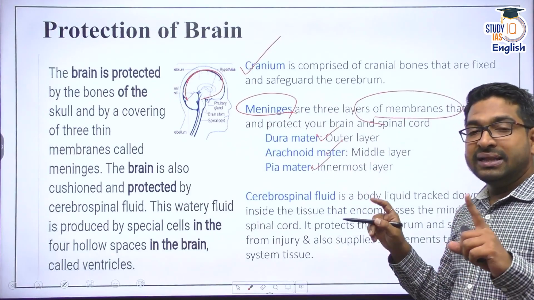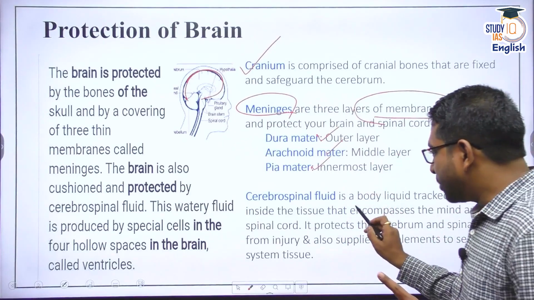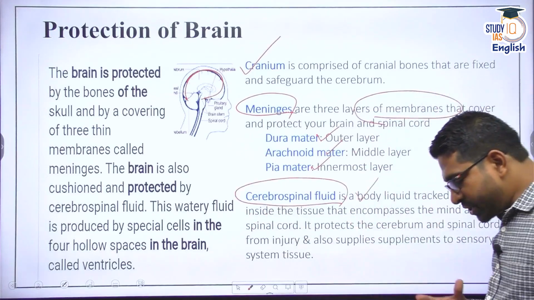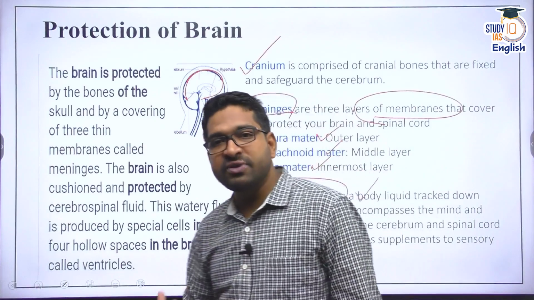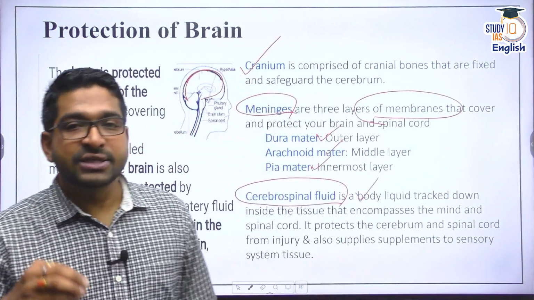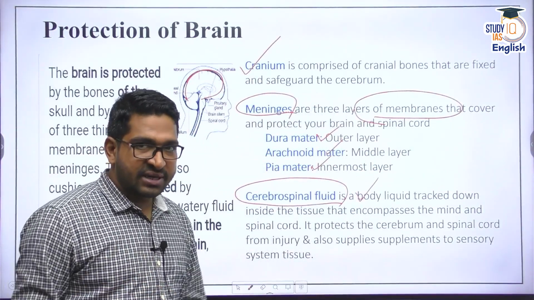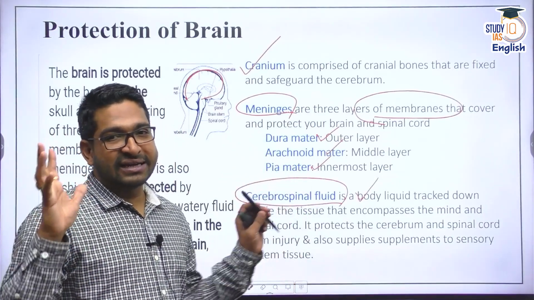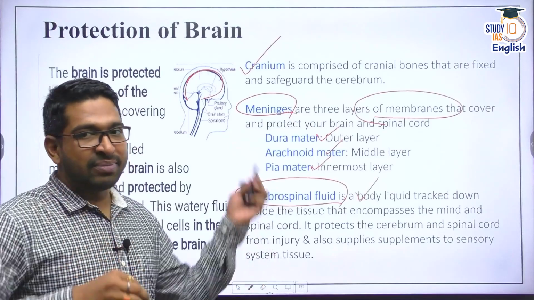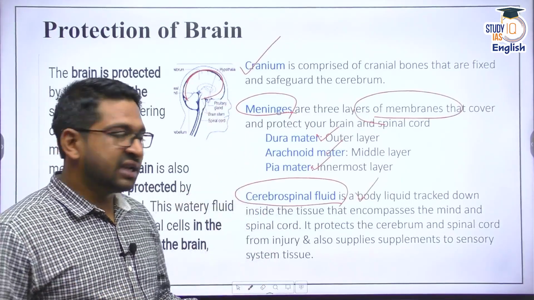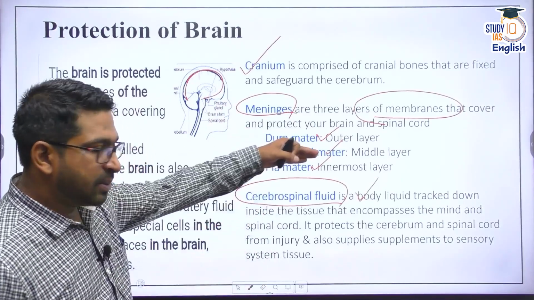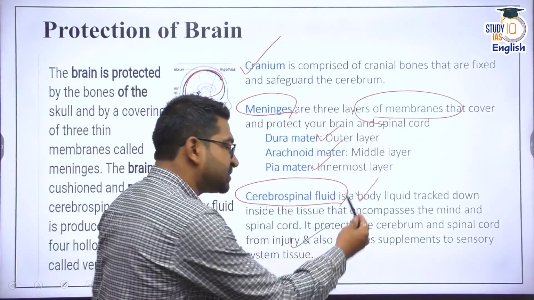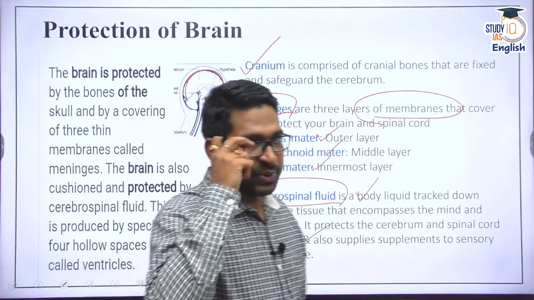Apart from that, the brain and the spinal cord also have cerebrospinal fluid. Now this cerebrospinal fluid helps in normal functioning of the brain and the spinal cord. It is basically responsible for, in simple terms, metabolic activities that are connected with your brain. Brain also needs blood, brain also undergoes some sort of metabolic activities. So it protects your cerebrum, spinal cord, and it also supplements your sensory tissue system as well.